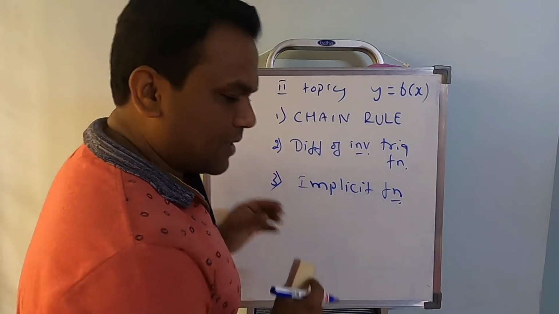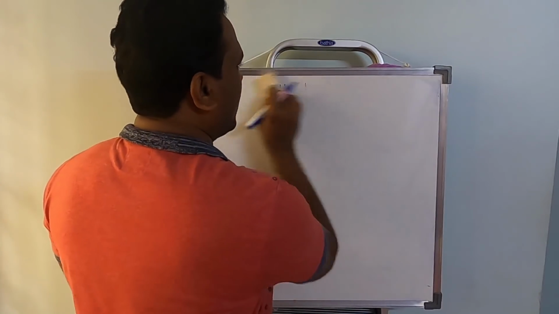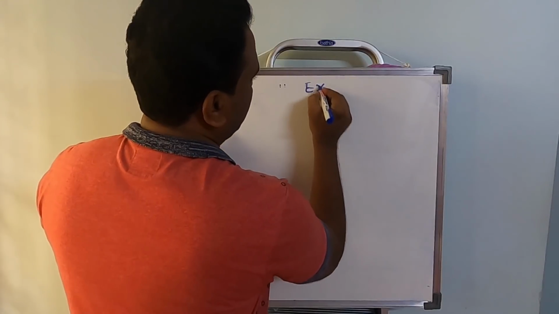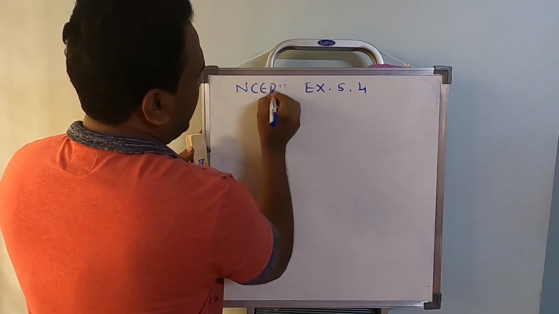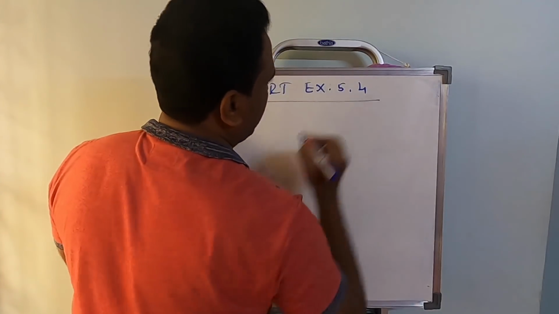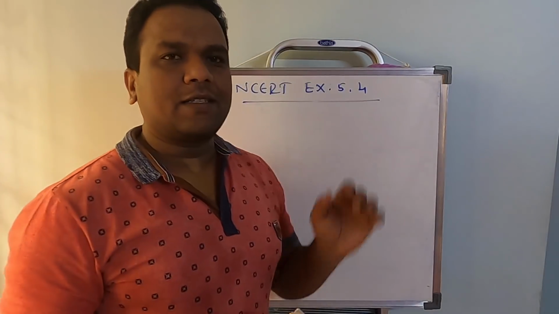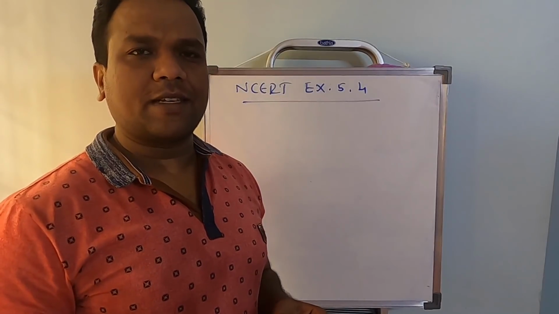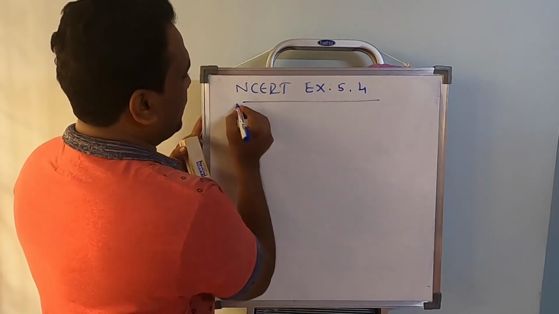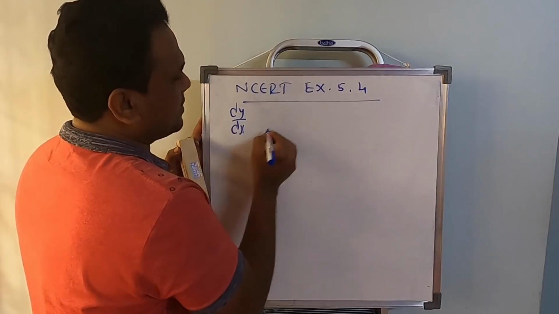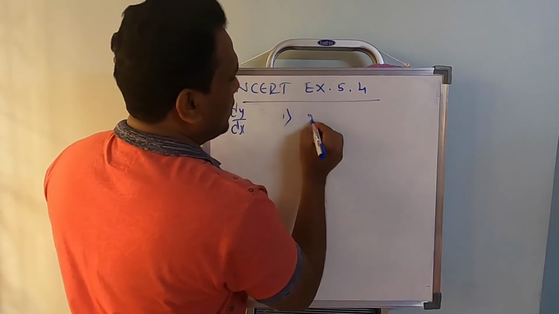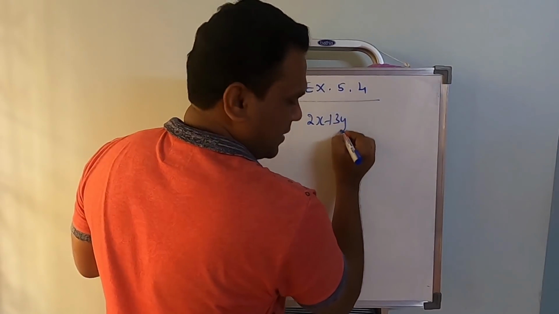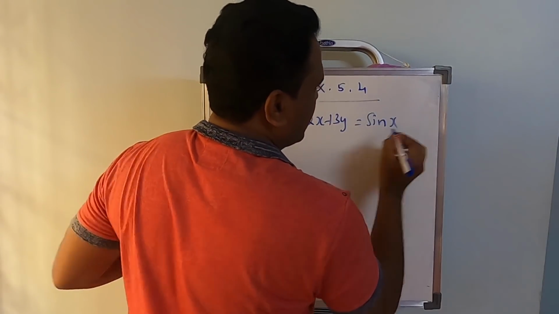So today let's continue with exercise 5.4. Exercise 5.4 from NCERT. Let's try to solve the problems from this exercise. The heading is, we have to find dy by dx in the following, and the first question is 2x plus 3y is equal to sin x.